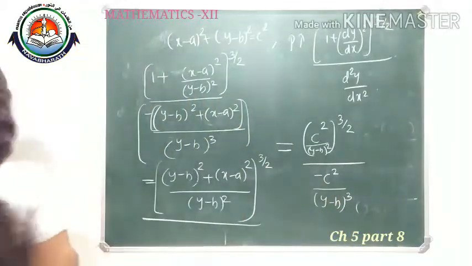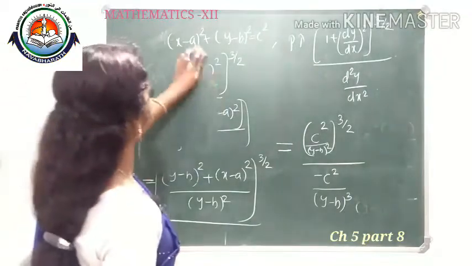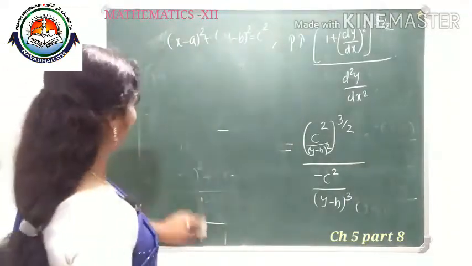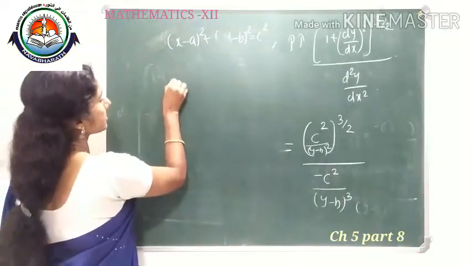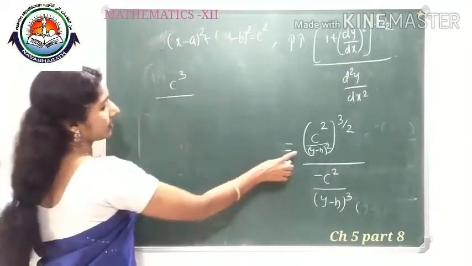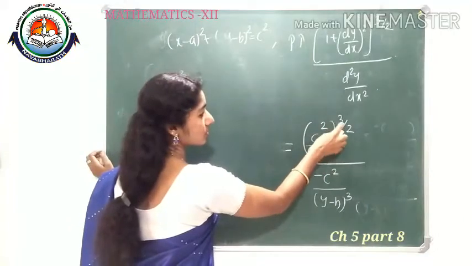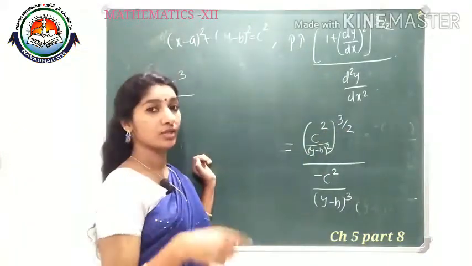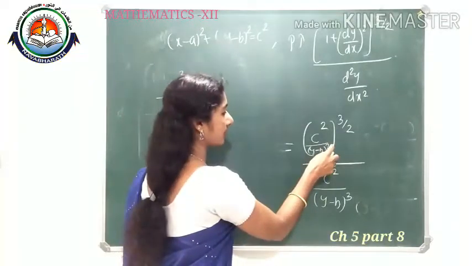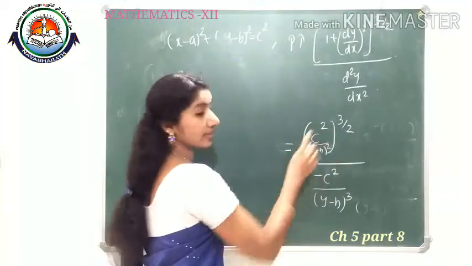Clear? So, algebraic calculation only. Then see, on the numerator we are getting c cube divided by (y minus b) whole square raised to 3 by 2. So (y minus b) whole square, 2 into 3 by 2, so we are getting 3.